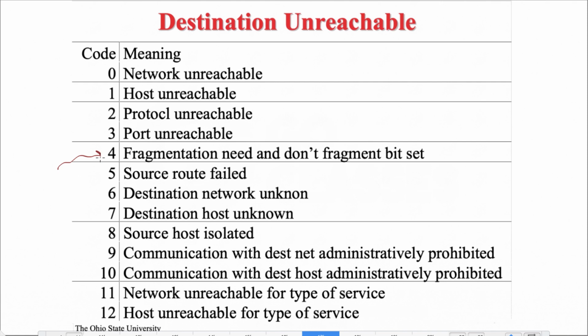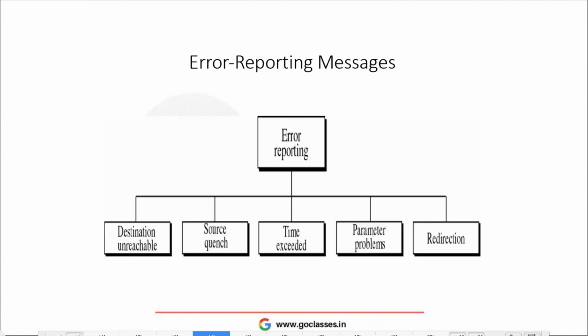And see here, this is 4. If code is 4, then sometimes what happens is, if I'm receiving some packet, and that packet has the do not fragment bit set, DF bit set, but I have to fragment it to forward it, then I will send this ICMP message. I will say that fragmentation is needed, but you are saying do not fragment. So I will use this code, right? There may be multiple reasons because of which I need to discard the packet, and I will specify the reason in the ICMP header itself. So destination unreachable covers all of these cases.